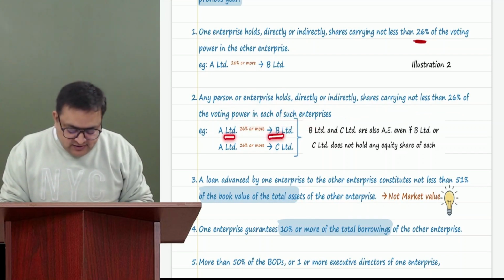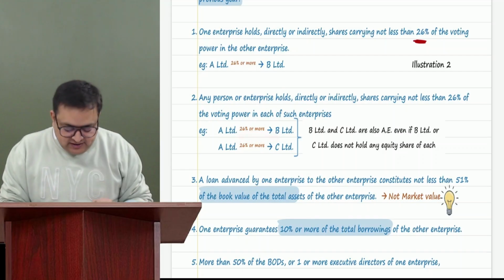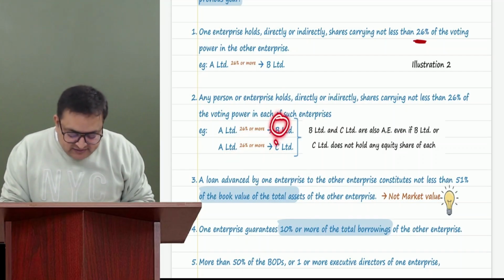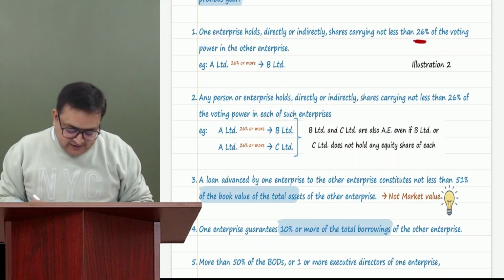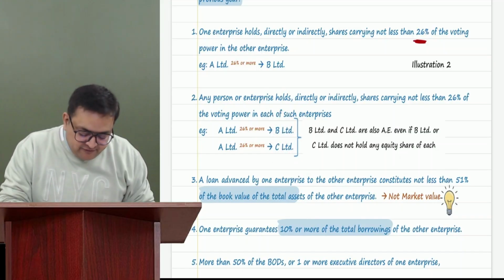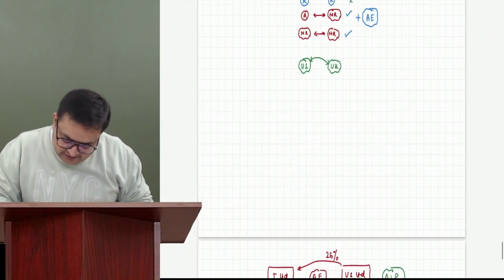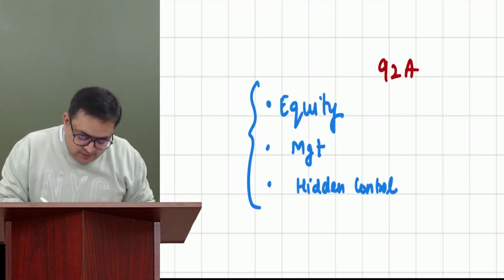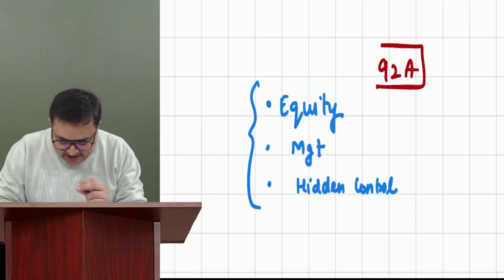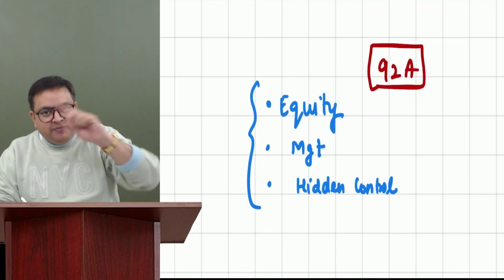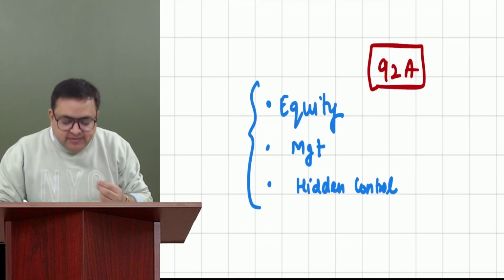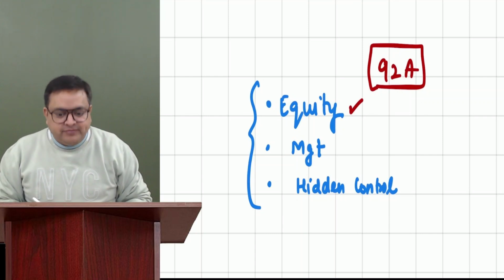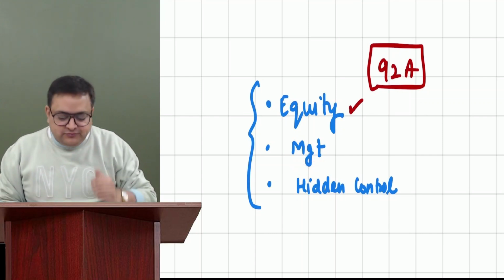A is holding in B. Obviously, A and B are associated. A is also holding in C. A and C are associated, but B and C also become associated, right? So see, I was telling you now why you become associated enterprises. Because mainly three reasons. Either equity. Right now you are doing 92A, so you can appreciate why we are making it associated enterprises, because of equity control. Okay, let us see management control also.